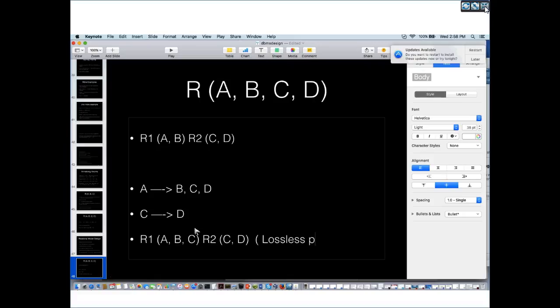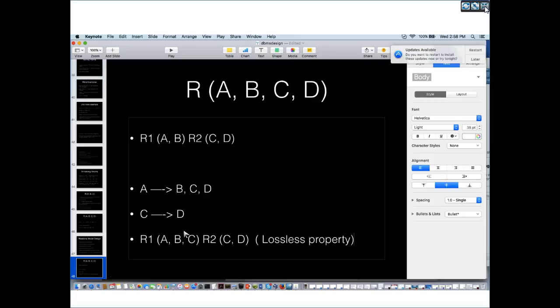This is what we mean by the lossless property. Now what is the dependency property? As you can see, there is a dependency here saying that A to B to C to D.